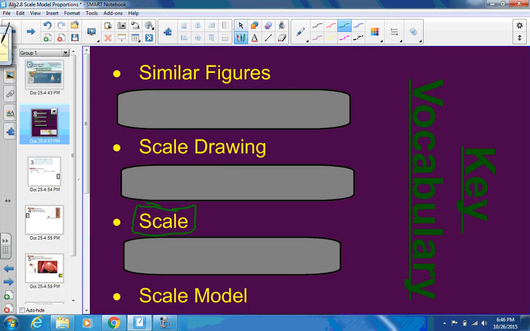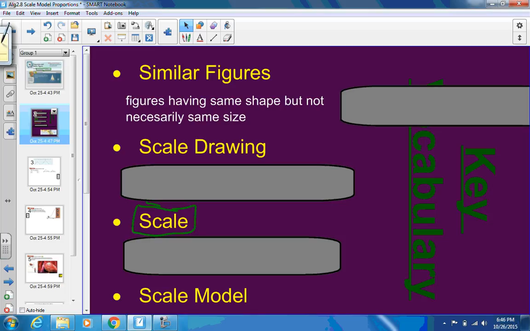But similar figures are simply figures having the same shape, but not necessarily the same size. So I'm going to show you right here. Write that down: same shape, but not necessarily same size. It could be this triangle and this triangle. Both right triangles, they look the same, only one is bigger than the other. Okay, those are similar figures.